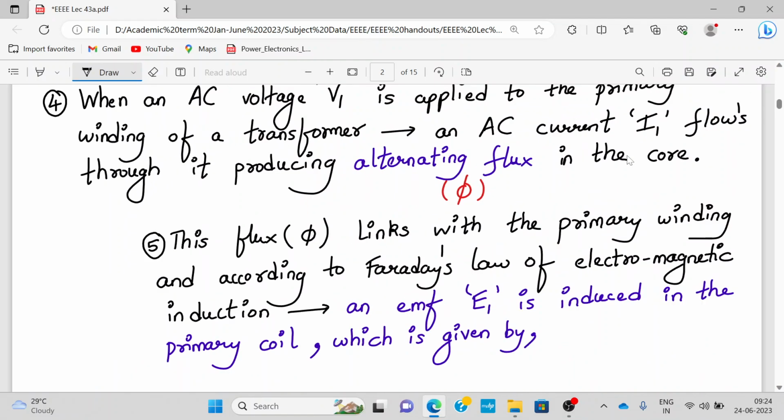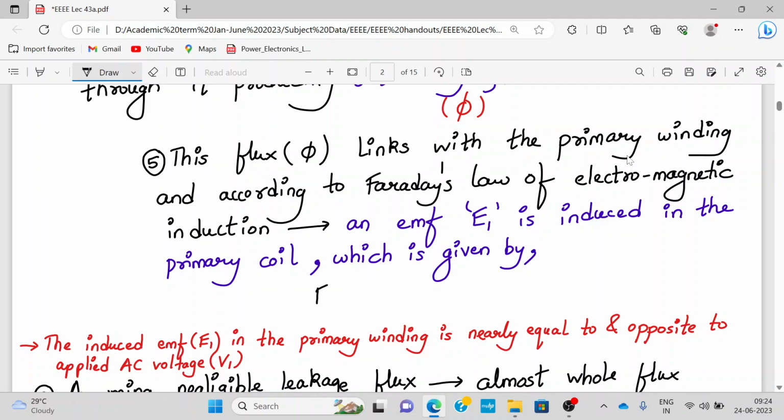So E1 will be given by E1 is equal to minus N1 d phi by dt. Alright, d phi by dt. So this is the formula. Let us call it, the unit is volt. Okay, let us call this equation number 1, and let me highlight it.